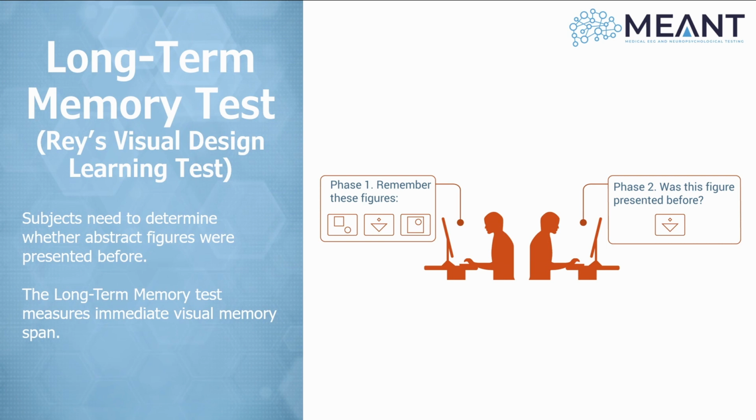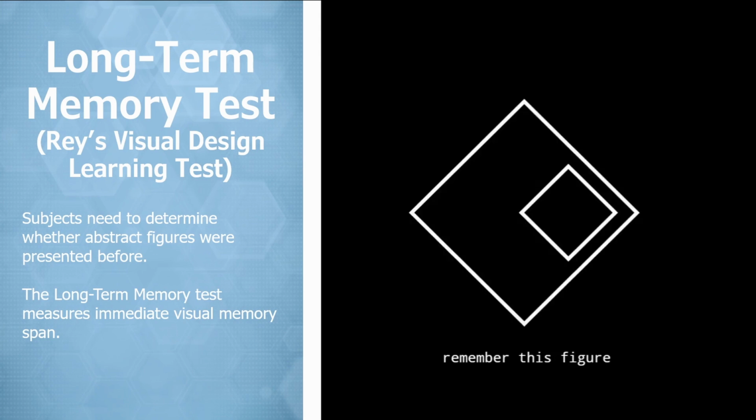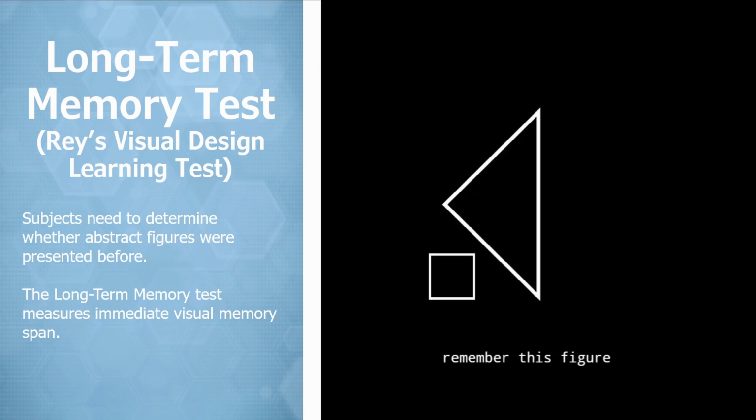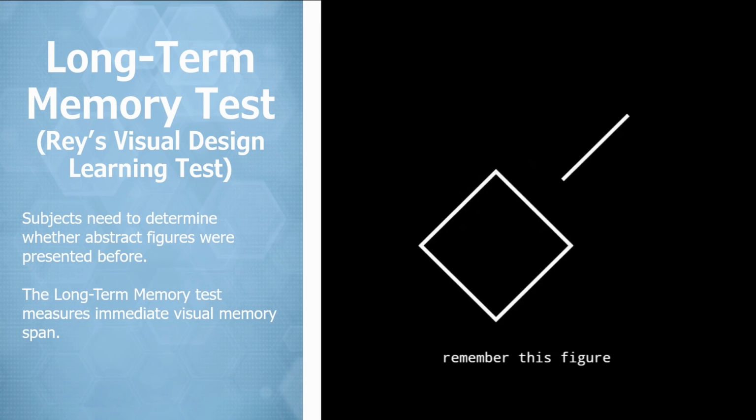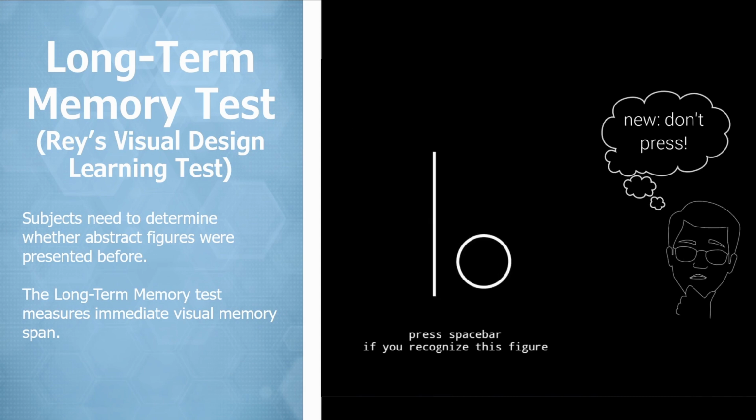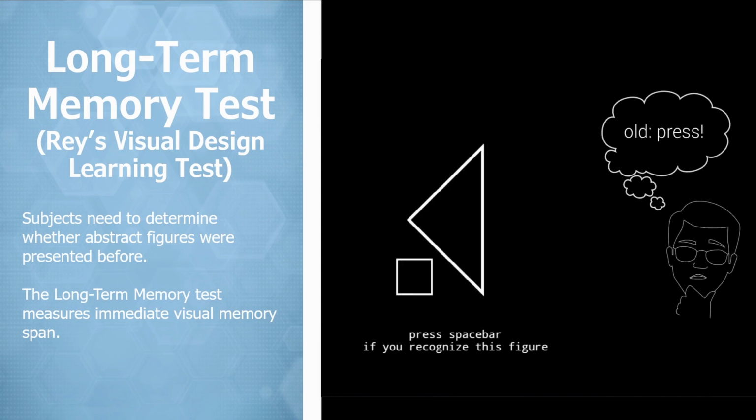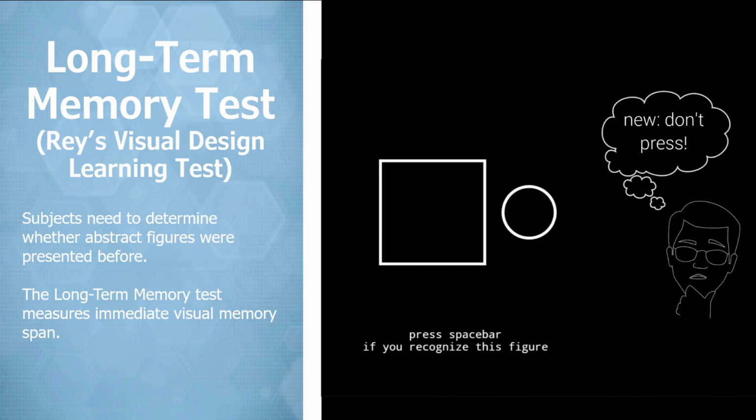Let's have a look at Part 1 of the long-term memory test. Here, subjects need to try to remember the abstract figures that are presented on the screen. We are going to show you just a few examples of Part 1 of the experiment here. Now, let's have a look at the second part of the test. Here, subjects are instructed to press the spacebar when they recognize a figure. Again, we will only show you a couple of trials as an example.